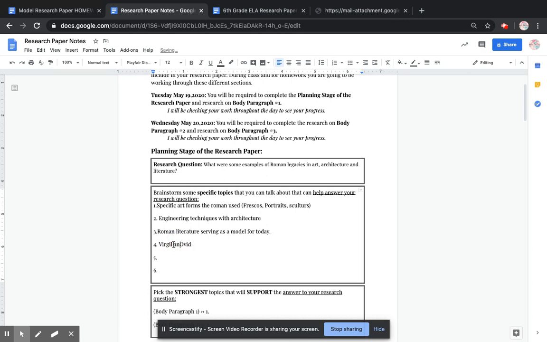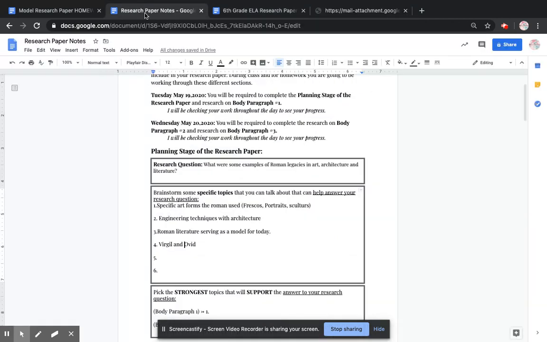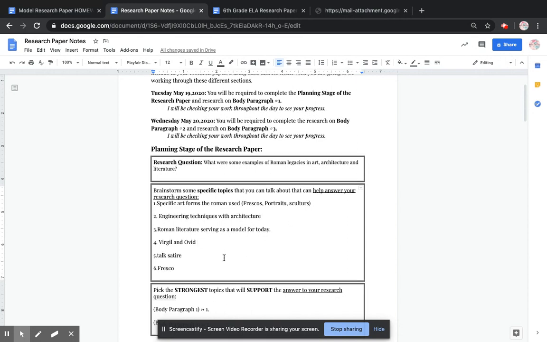And Ovid, these are just topics to cover, so I don't need complete sentences, just topics. Let's see. Or maybe I could talk about satire. Maybe I could just talk about frescoes. So just a whole paragraph just about frescoes. Why cover all three? All right.